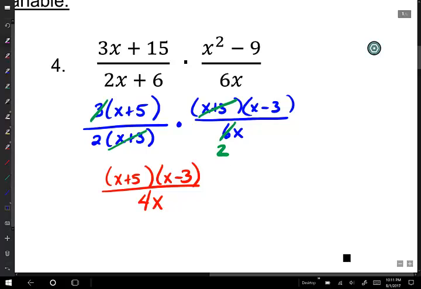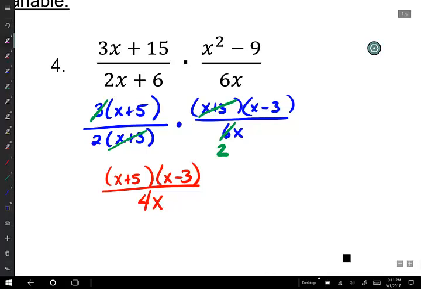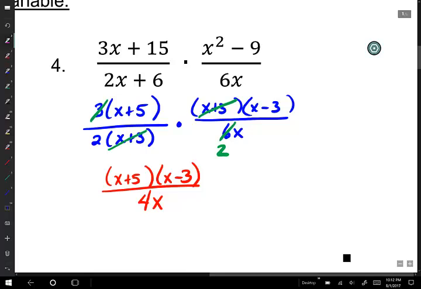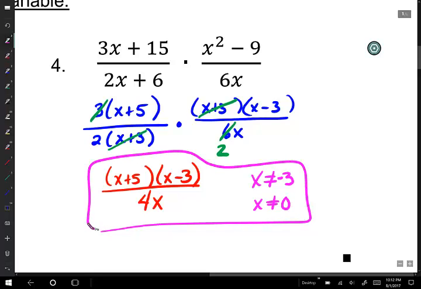What are our restrictions? Let's look at our original problem once it is in factored form. We have an x plus 3 in the denominator. That means x cannot be equal to negative 3. We also have an x in the denominator here. That means x cannot be equal to 0. So those are our restrictions in our problem, and that's our final answer.